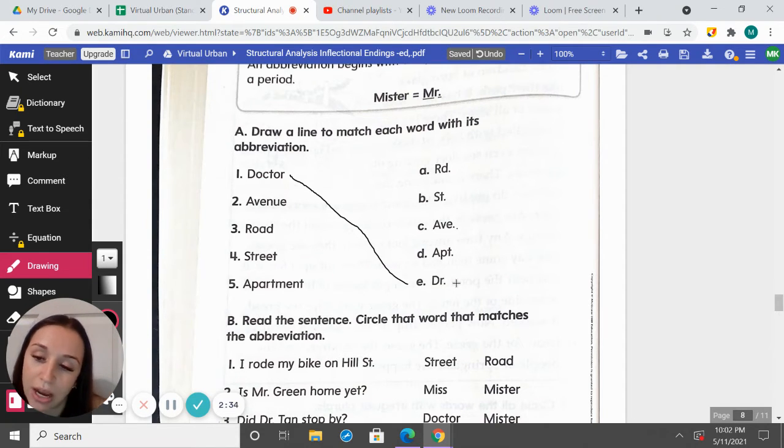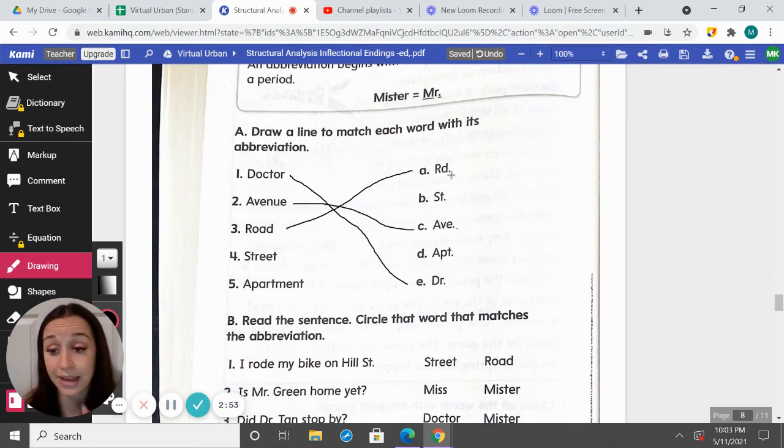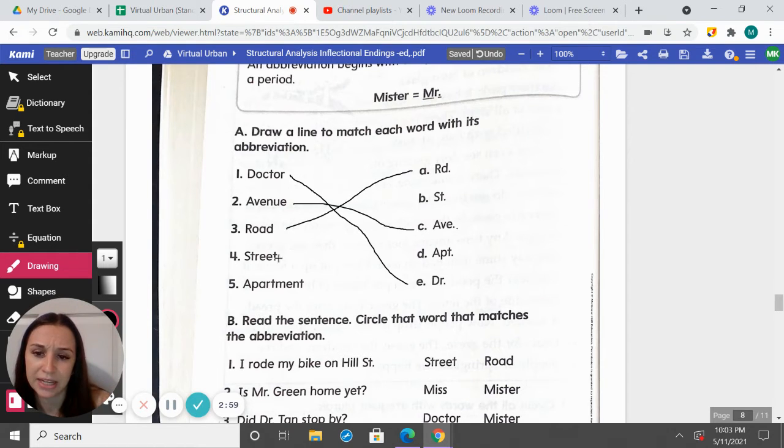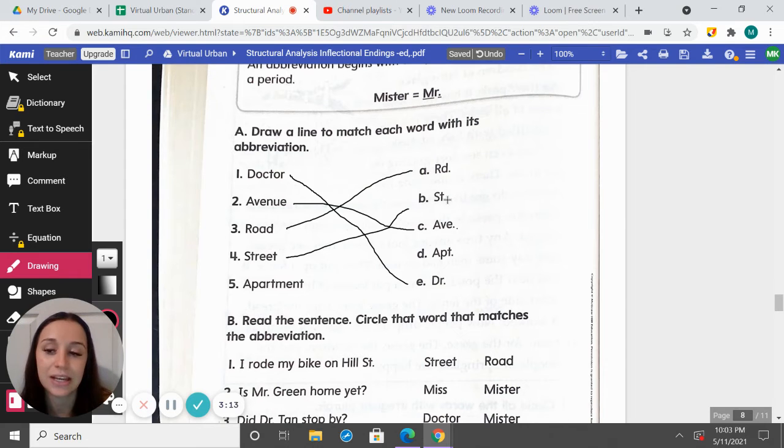Let's look at avenue. How do you think we would abbreviate avenue? We would abbreviate to A-V-E. But pay attention, capital A, and then a period. Road. What do you think road's going to abbreviate to? Yeah, it's going to abbreviate to R-D. Again, capital R, and then period. Street. I want you to take a guess. Point, take your finger. Don't actually touch your screen, but get close and point. What do you think street's going to abbreviate to? Yeah, it's going to abbreviate to S-T. But again, capital S and a period.